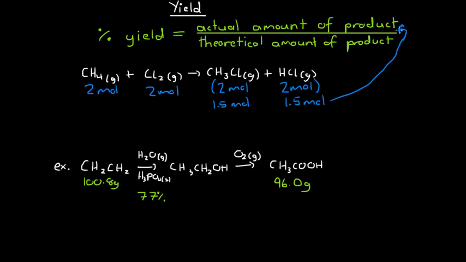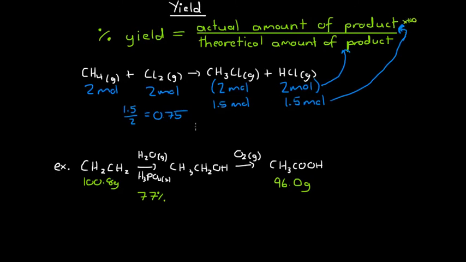And our theoretical amount of product assumes that the reaction can go to completion. And so our theoretical amount of product is 2 mole. So in this case, if we reacted 2 mole of methane with 2 mole of chlorine to produce 1.5 mole of each of these products, then our percentage yield would be 1.5 over 2, or 0.75. And so we'll usually multiply this by 100 to get it into a percentage.